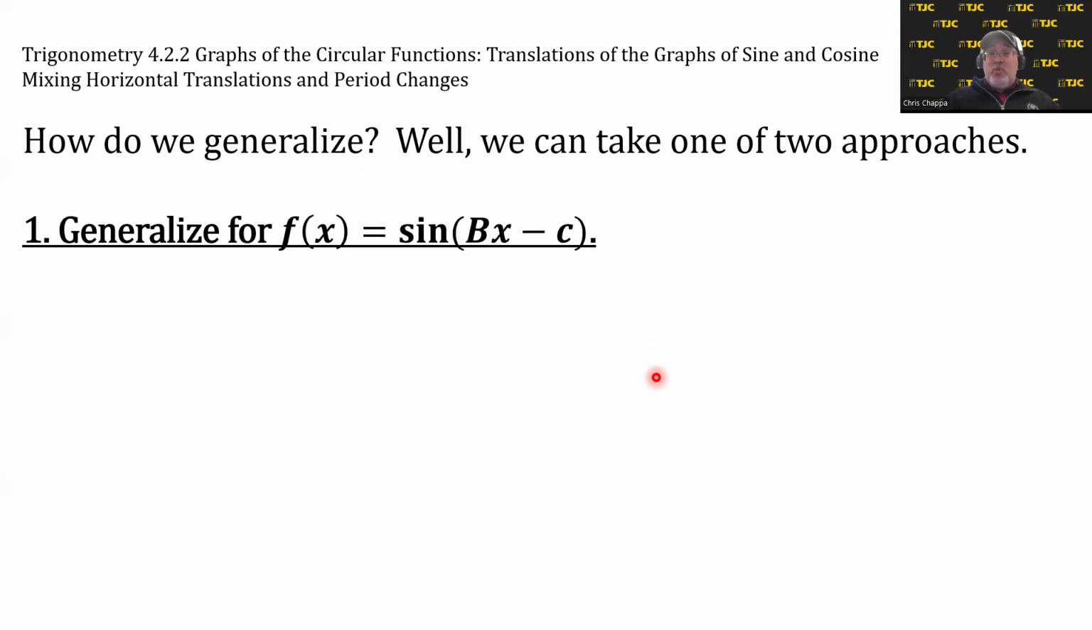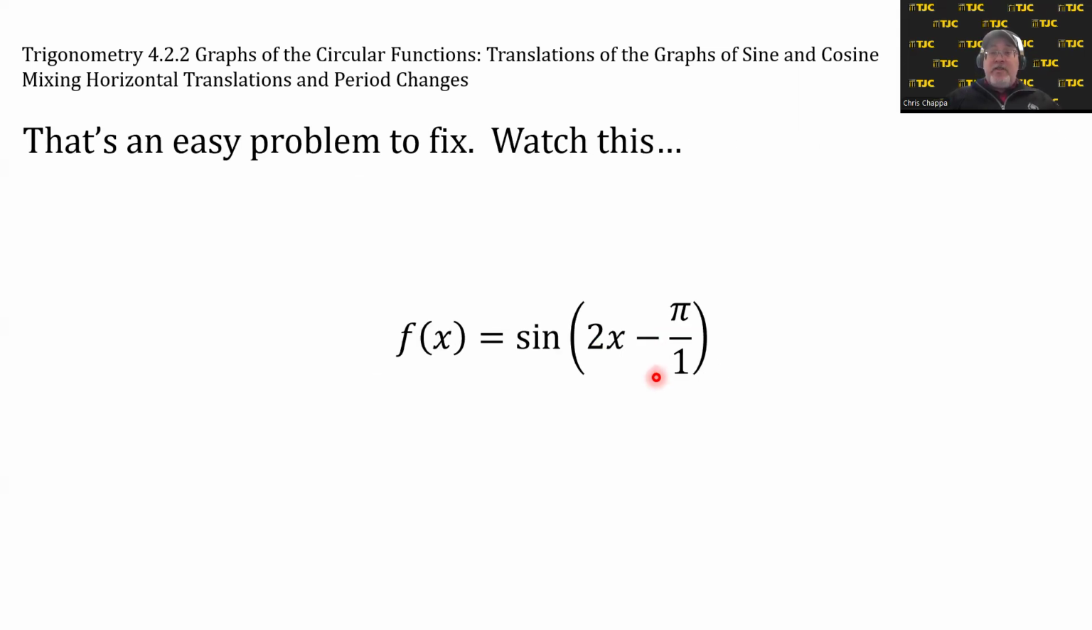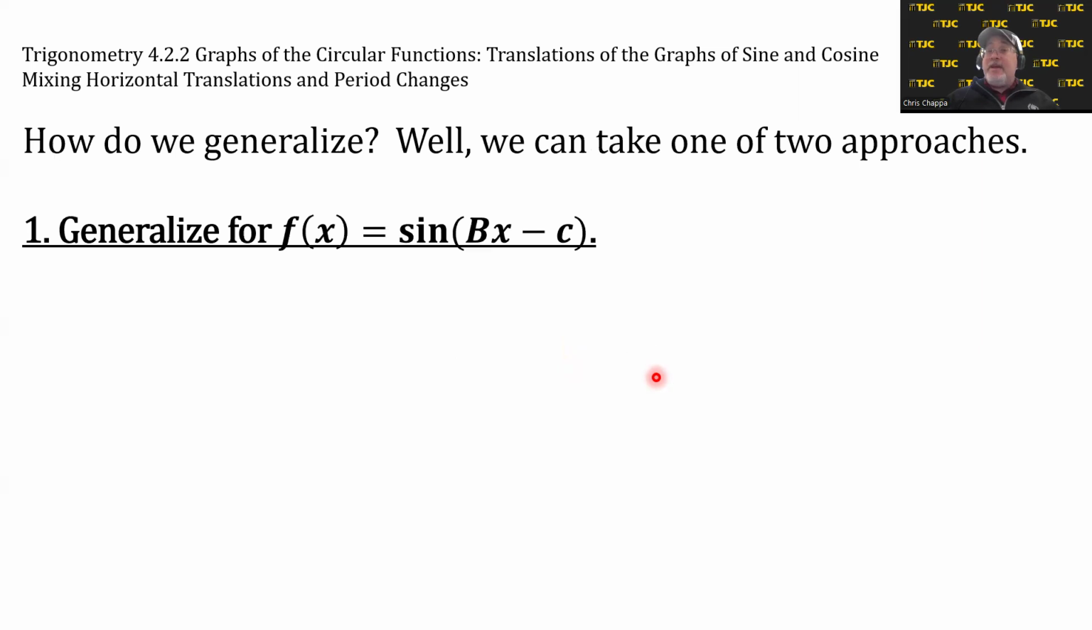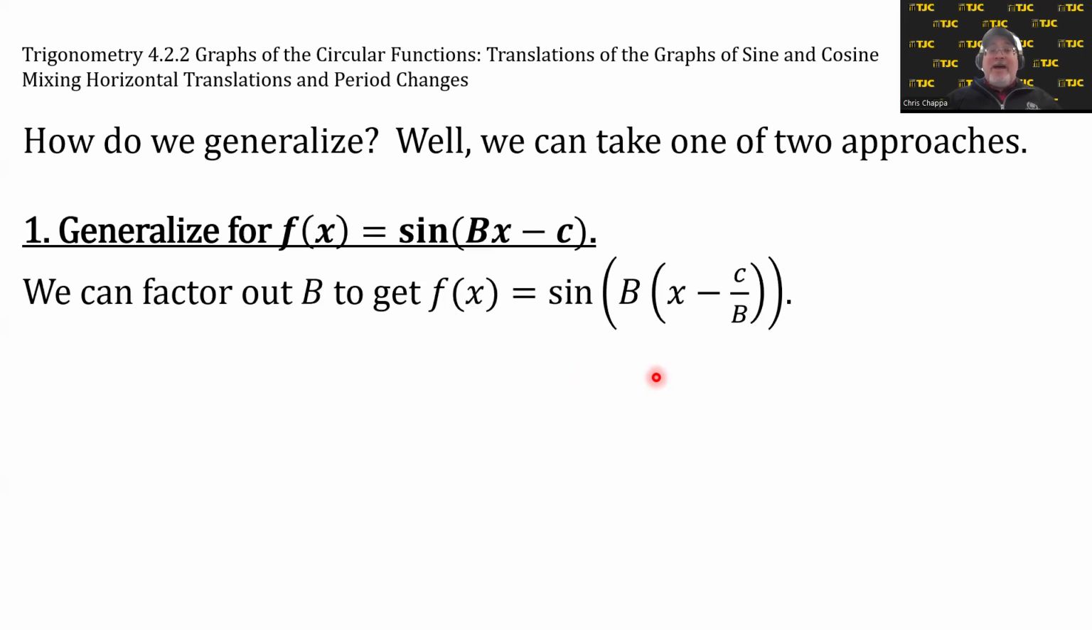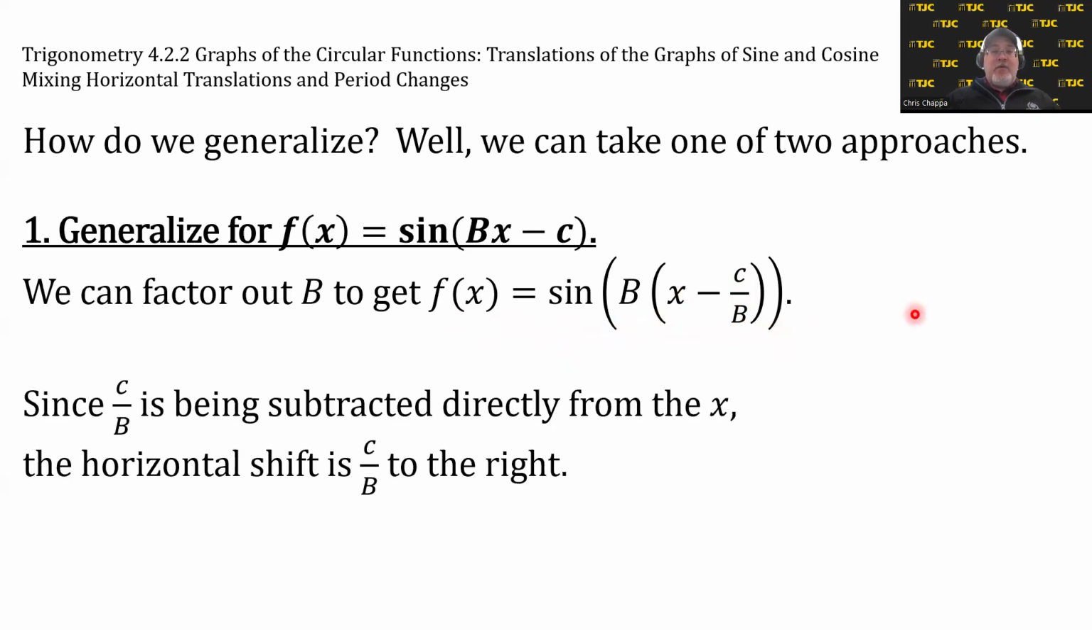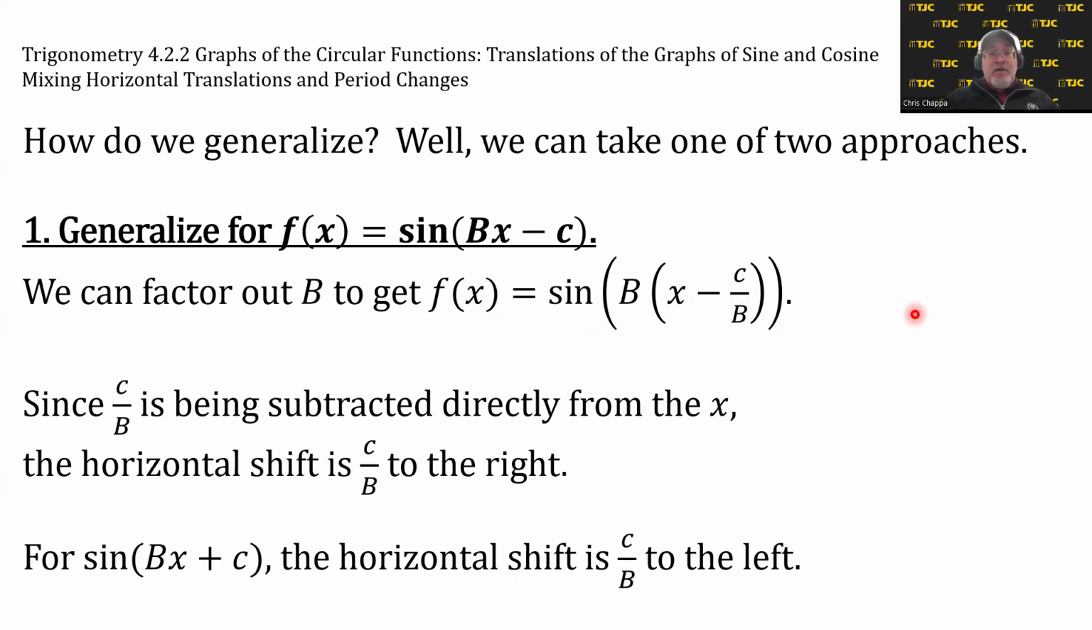That's kind of the situation we had, where we had a number in front of the x and a number subtracted after that. So 2x minus pi, bx minus c. Well, we can factor out the b the same way we did before. It'll show up in front of a parentheses with x minus c over b inside the parentheses. So f of x equals sine of b times the quantity x minus c over b. And since c over b is being subtracted from the x, the horizontal shift is c over b to the right. Now, of course, if it said plus, then it would shift to the left.